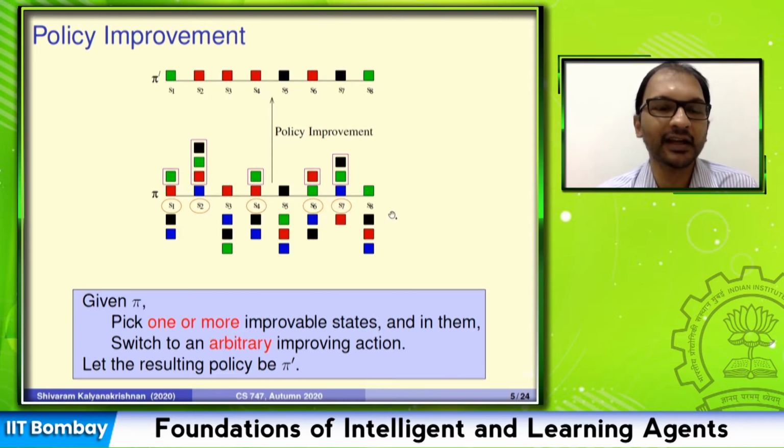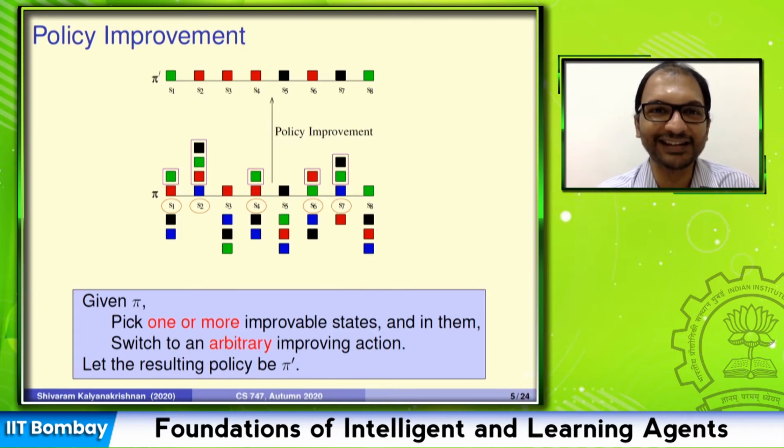S8 again you cannot. Note that because of the choice that we have, there are multiple possible pi primes that we can get by following what's written in this box. It doesn't matter how we are going from pi to pi prime, which pi prime we are going to. This step is called policy improvement. So there are multiple possible pi prime policies that we can get from pi by doing a step called policy improvement.